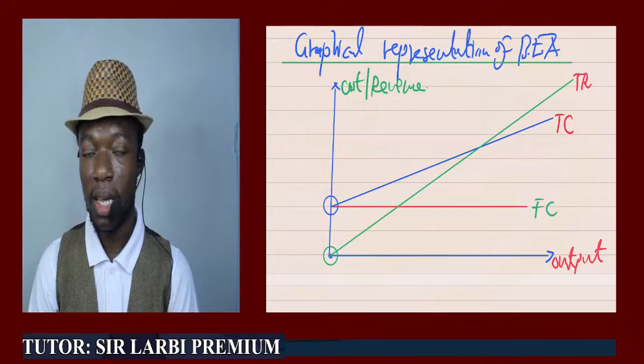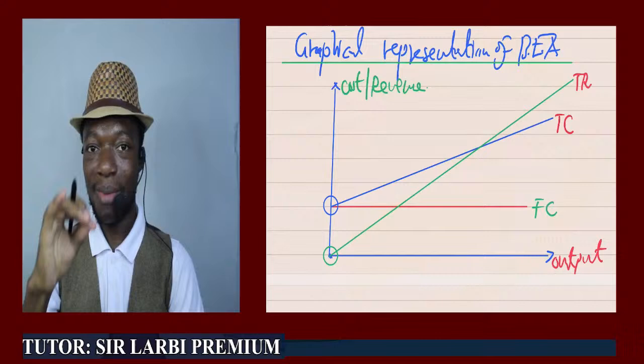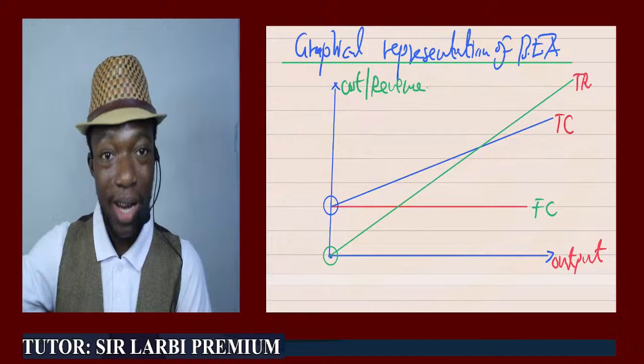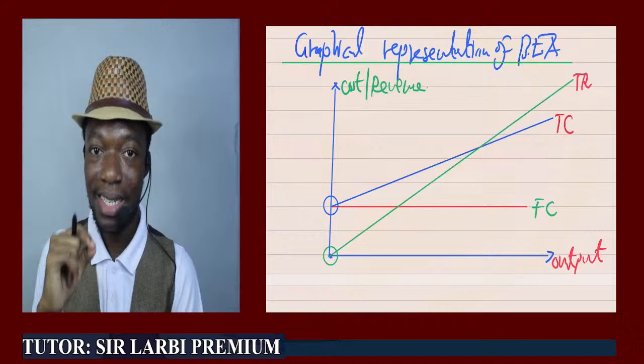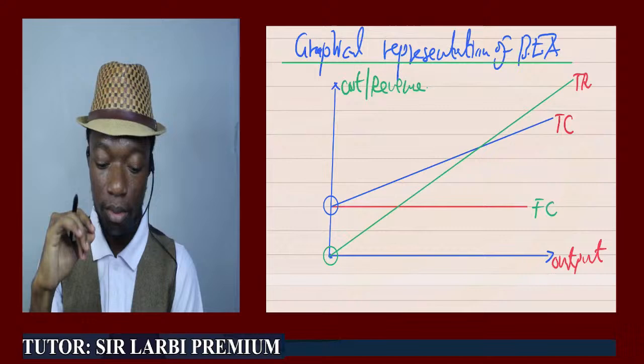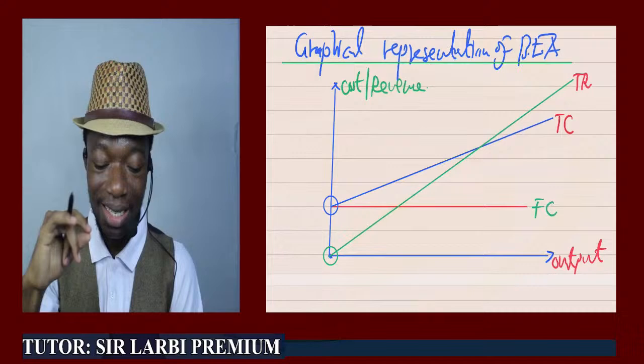That is fine. Now, we said under break-even, we want to produce some level of output where we neither make a profit nor make a loss. So that means the point where the total revenue meets or cuts across the total cost determines our break-even point. The point where total revenue meets the total cost determines our break-even point.